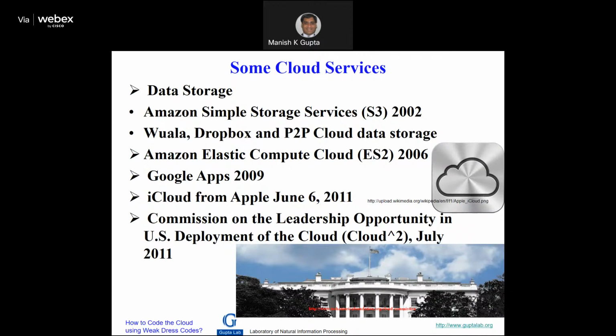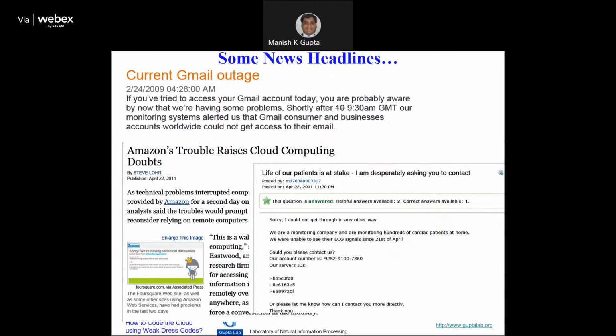Some cloud services, Amazon S3, which was started in 2002, Dropbox, all these things. Amazon Elastic Compute started in 2006, Google Apps 2009, iCloud 2011. So this talk, it's quite an old talk which I gave, and these things were happening at that point of time. And there was a commission on the leadership opportunity in the US deployment of the cloud in July 2011. The US government, everything is done from the US government only, right? So they dictate the technology actually.